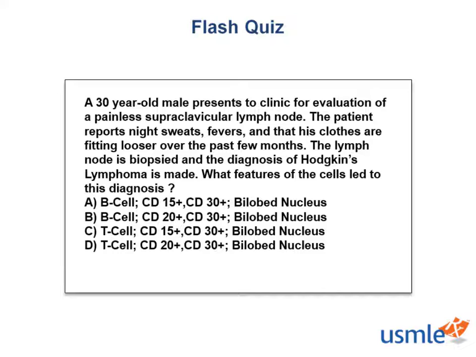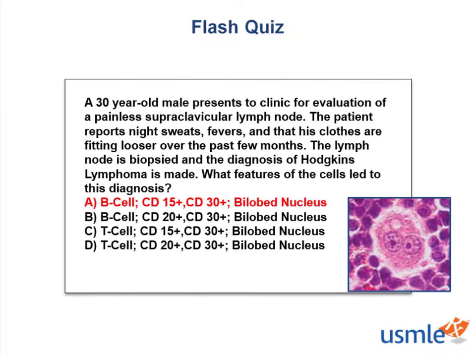A. B cell, CD15 positive, CD30 positive, bilobed nucleus. B. B cell, CD20 positive, CD30 positive, bilobed nucleus. C. T cell, CD15 positive, CD30 positive, bilobed nucleus. Or D. T cell, CD20 positive, CD30 positive, bilobed nucleus.